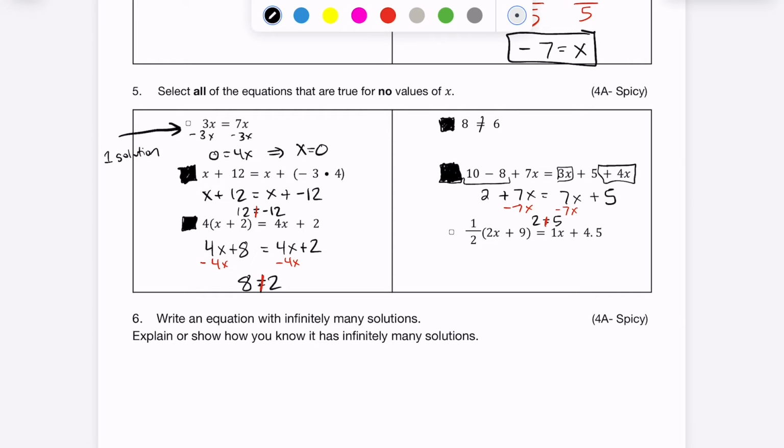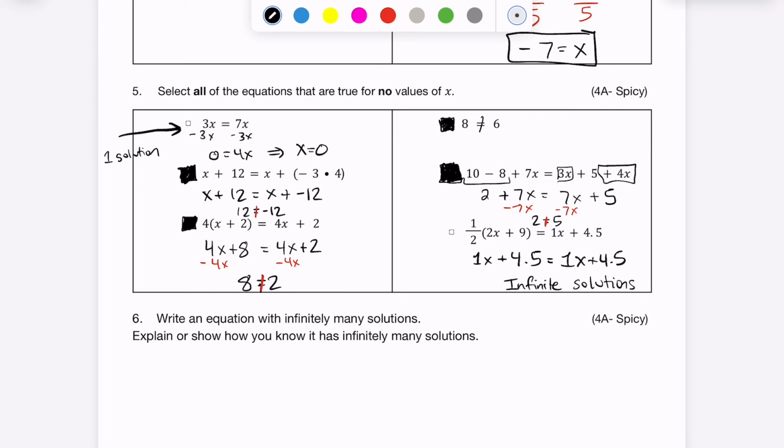Okay. And then finally, we have parentheses, so we can use the distributive property. Don't get stressed by the fact that it's a fraction. If you don't know the math in your head, you can just use a calculator or do it by hand. We're doing a half times 2. A half times 2 is 1, so this becomes 1x. And then we do a half times 9, that is 4.5, equals 1x plus 4.5. This is going to have infinite solutions, or infinitely many. Any value of x is going to make this true, because we'd get 4.5 equals 4.5 if we subtracted 1x from both sides, which is always true.